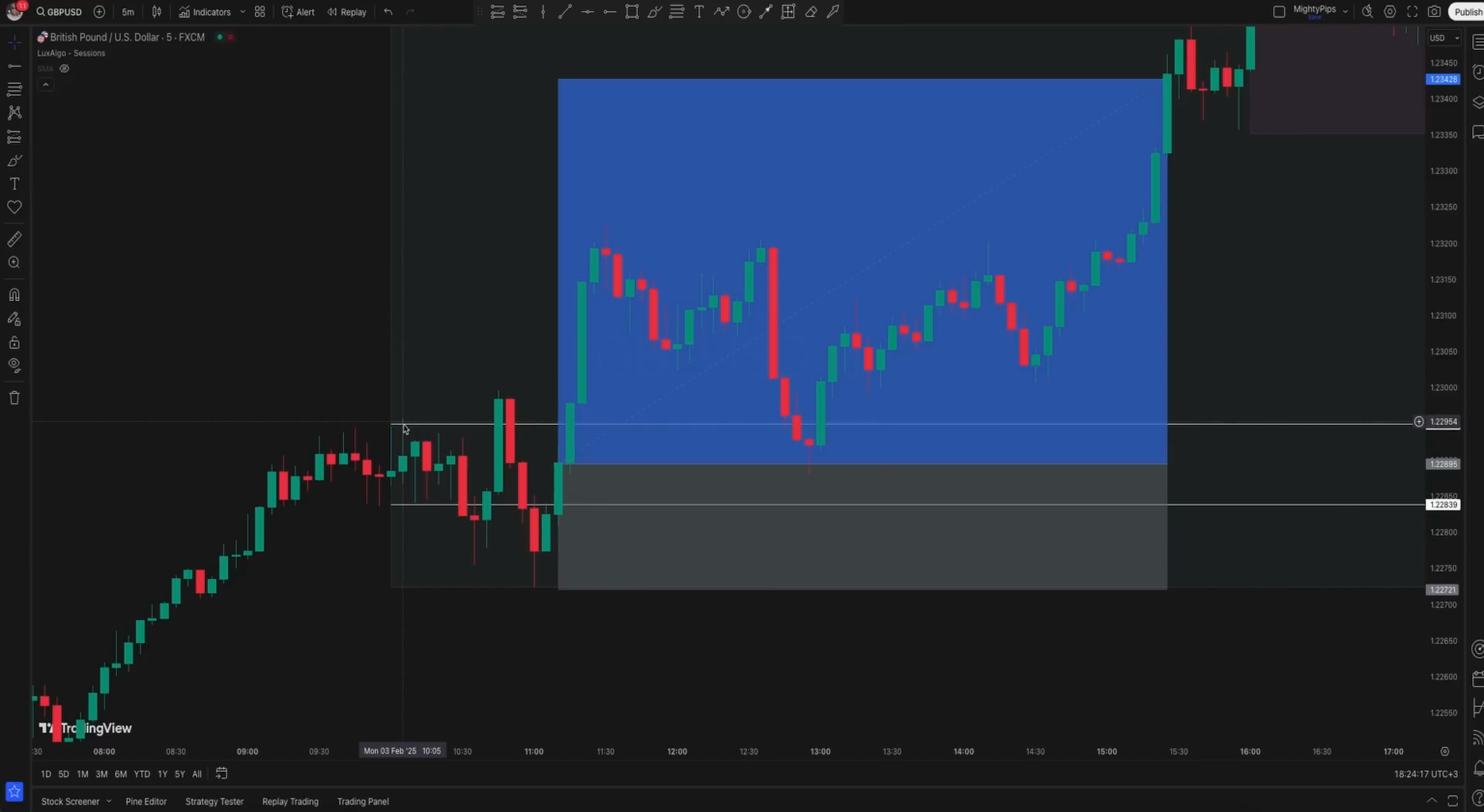Okay, then you wait for the market to go the opposite direction and clear liquidity on the opposite direction, but the candle that breaks the opposite line, count 4 candles, 1, 2, 3, 4.